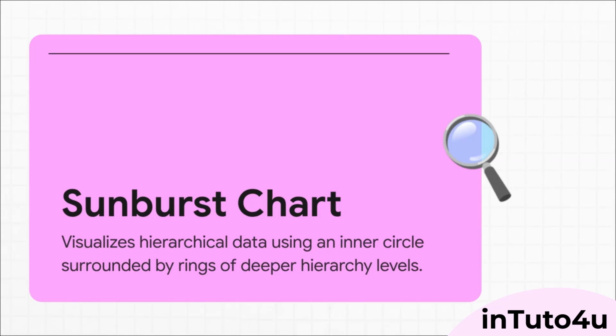So what is this thing really? Well, the sunburst chart, you might also hear it called a ring chart or a multi-level pie chart, it's designed to do one very specific job: show you hierarchical data. The easiest way to think about it? It's like a pie chart had a baby with a set of Russian nesting dolls. That inner circle is your big main category, and then every ring that moves outward is that category getting broken down into smaller and smaller and smaller subcategories.